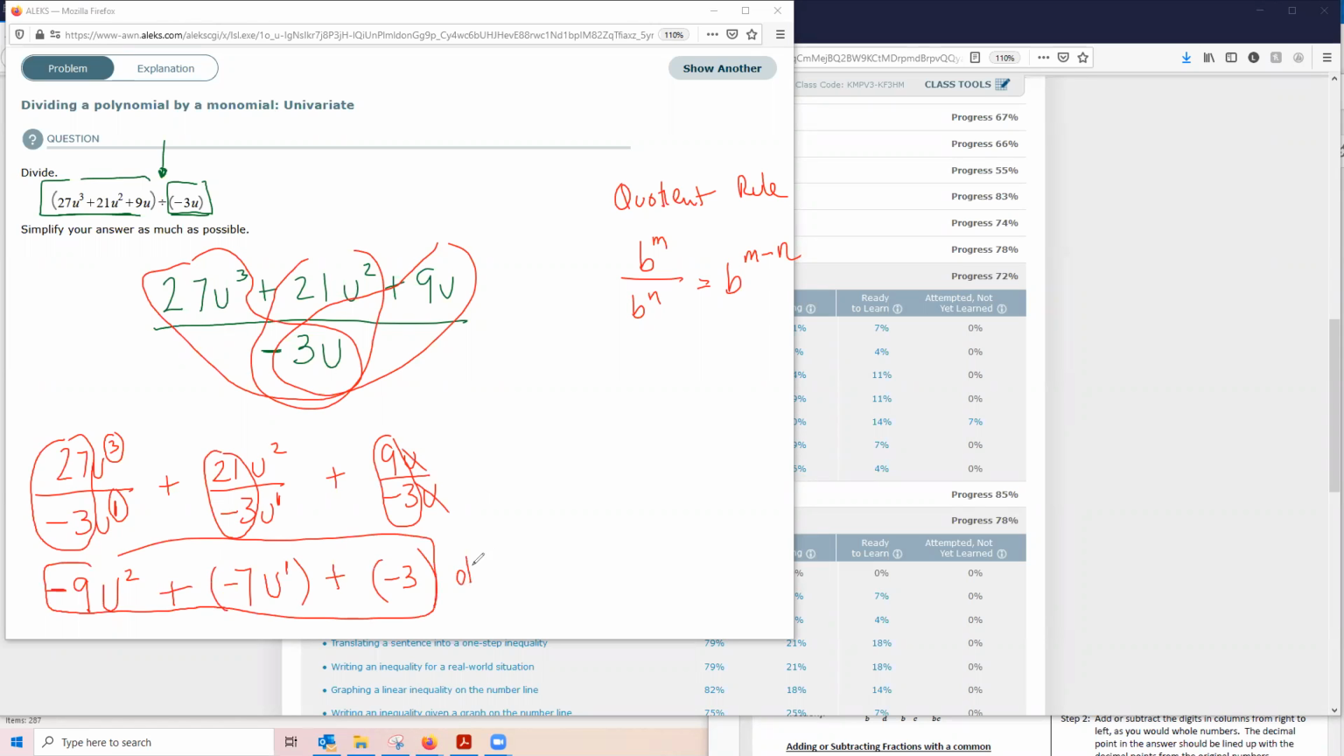This answer is okay to enter in ALEKS. If you want to, anytime you add a negative number, it's the same as subtracting. So another way I could write this answer is -9u to the 2 minus 7u minus 3. That answer would be okay as well. All right, so the key to this problem was really think about setting up a fraction, but then you can separate this into 3 separate fractions so you can simplify each fraction individually.